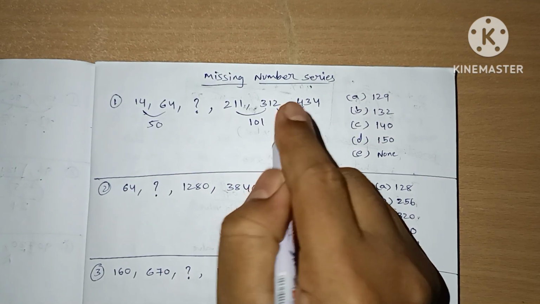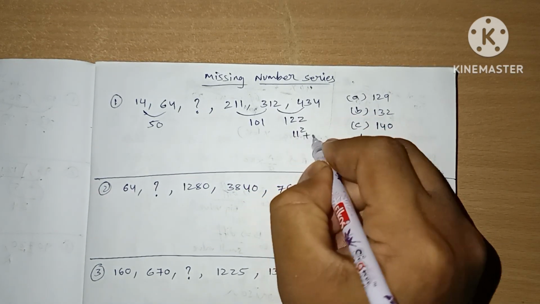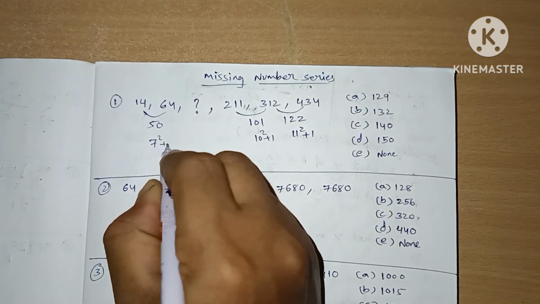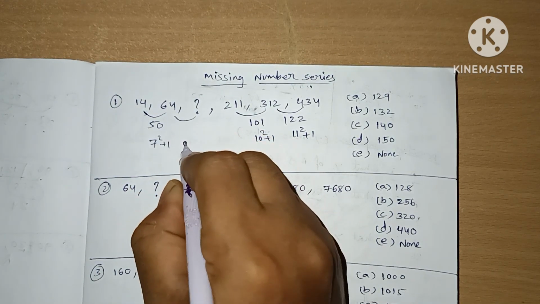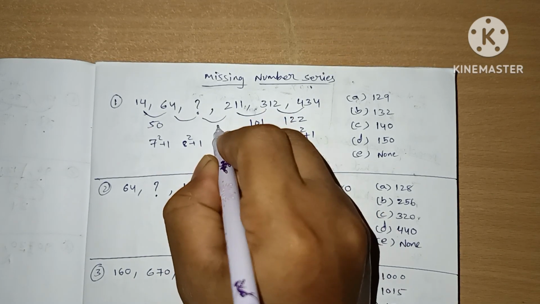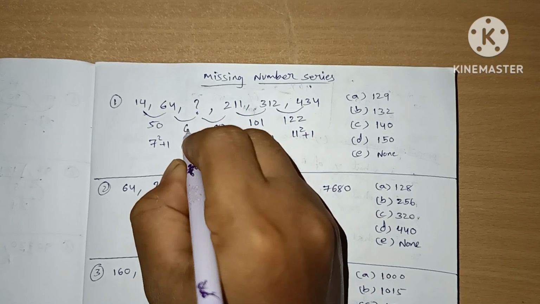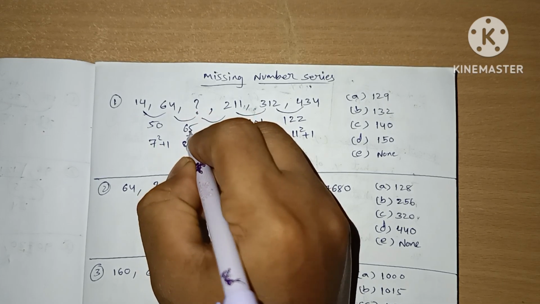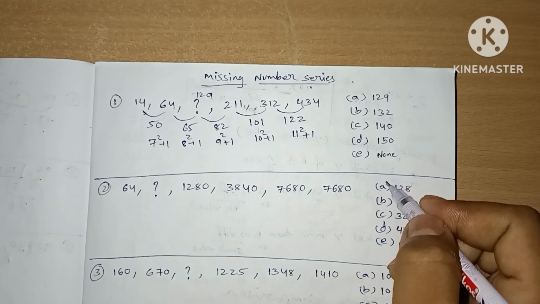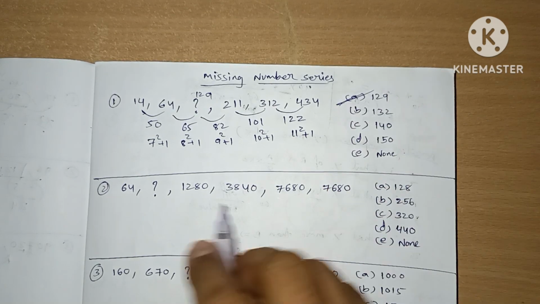These numbers are familiar to me as 11 square plus 1, 10 square plus 1. This is 7 square plus 1. So the difference here must be 8 square plus 1. Here must be 9 square plus 1. 82. This is 65. 64 plus 65 will be 129. So the answer will be option A, 129.